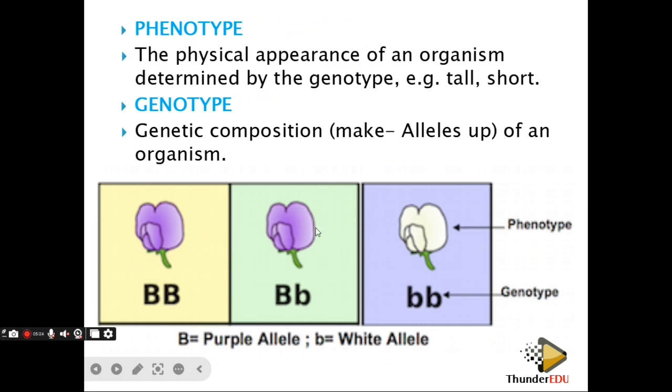This is what phenotype and genotype mean. Phenotype is the physical appearance of an organism, and the phenotype is always determined by the genotype. And one thing you must keep in mind: when you're looking at an organism, you cannot see the genotype. You can only see the phenotype, the physical appearance. But you must remember that the physical appearance is determined by the genotype.